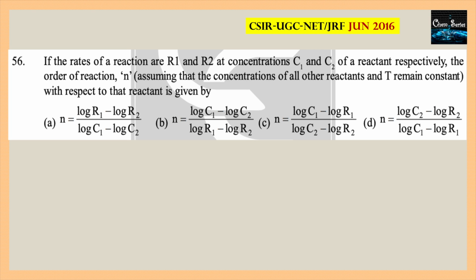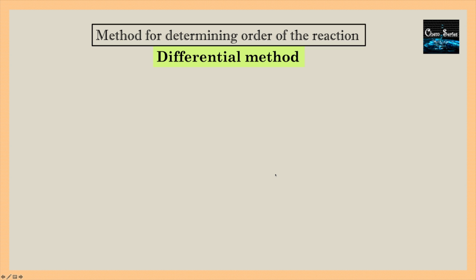In my last upload, I think it's part 5 of chemical kinetics, we studied methods for determining the order of the reaction. In the differential method we studied this formula. So let's see that in a brief way.